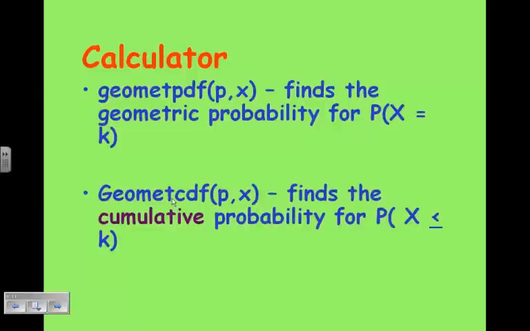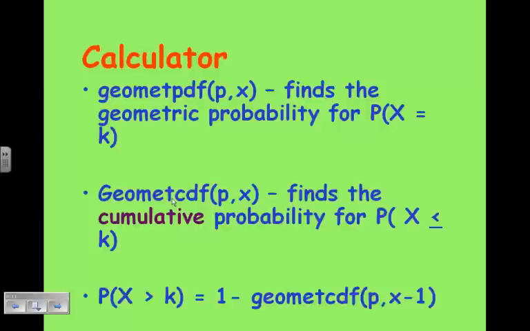Geometric CDF, it finds the cumulative probability for x less than or equal to k. So the probability after 0, probability after 1, probability after 2, probability after 3, and it would add them all up. If we wanted to find the probability that it takes more than a certain number, we would do 1 minus the geometric CDF given up above. Right? And again, I'm going to give you examples of all of these, but you want to write them down so you can refer back to them. And when we get to the examples, hopefully that makes things clear. We're going to do some practice in class, but you should be asking questions.